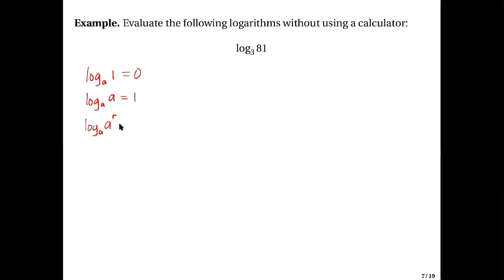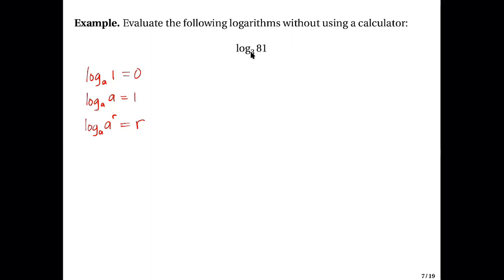In here, the base of the exponent, a to the r, and the base of the logarithm are the same, so it seems like they will cancel. So this is just equal to r. I'll stop the recall at this part because this is the one we need in order to solve for the exact value of log of 81 base 3.